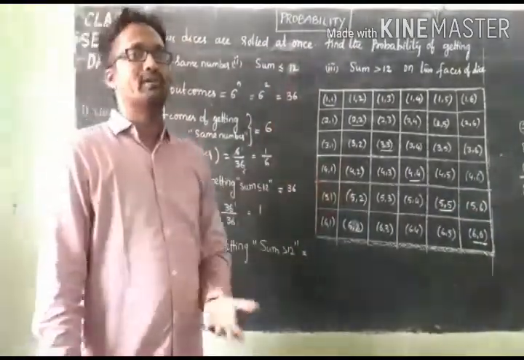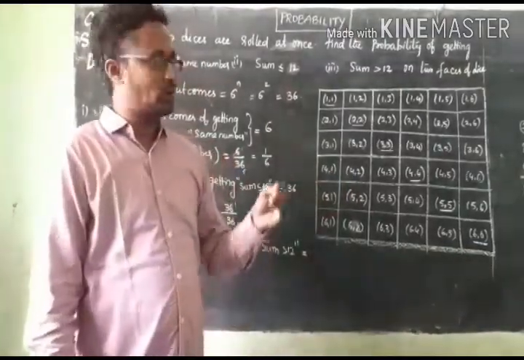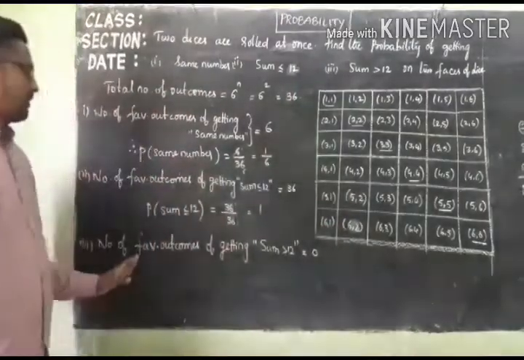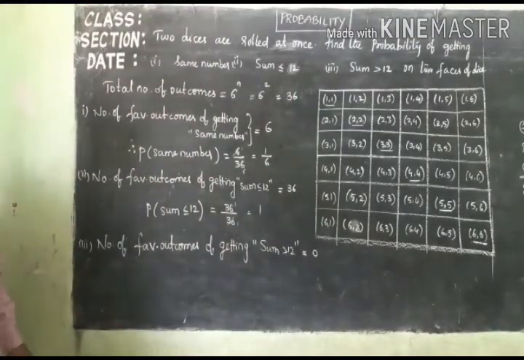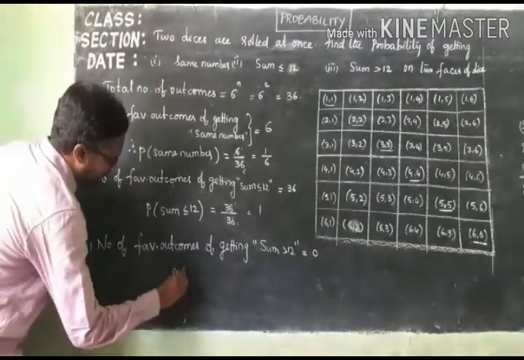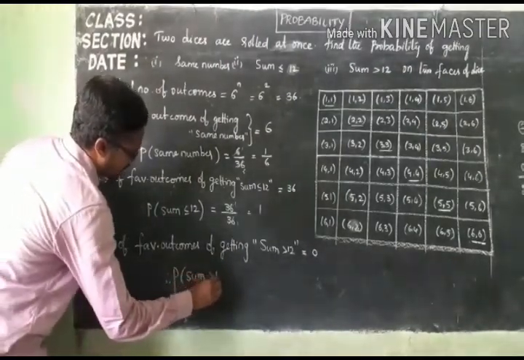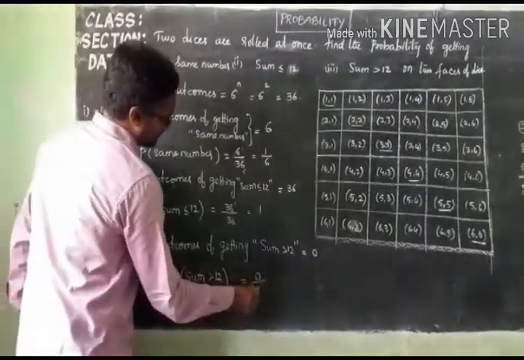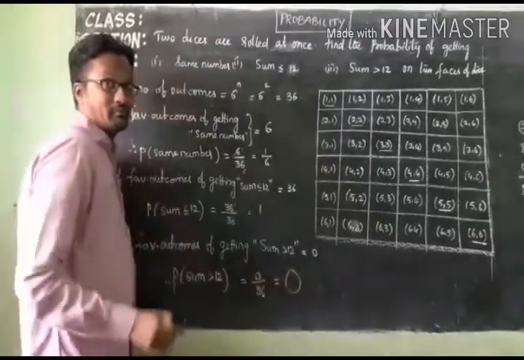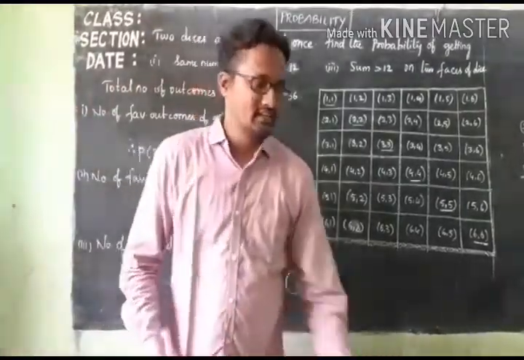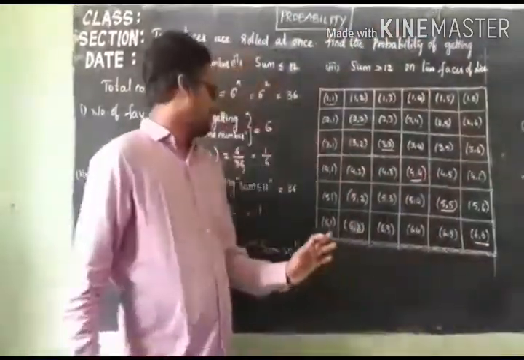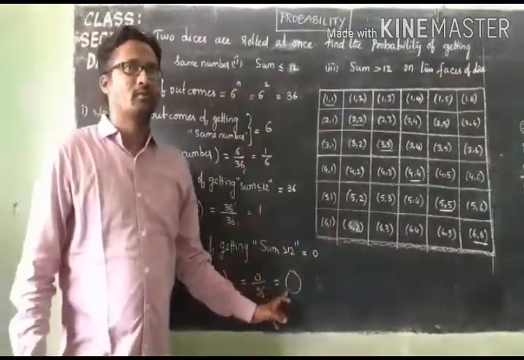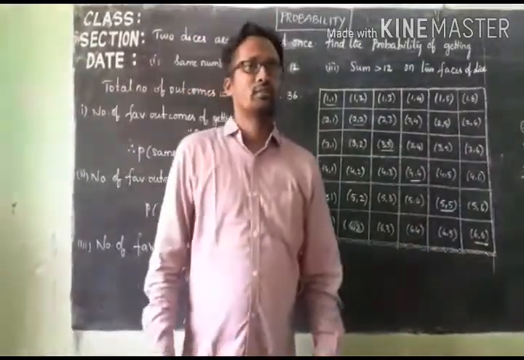That is an impossible event. This event is not possible to occur. So the number of favorable outcomes of getting sum greater than 12 is 0, and hence its probability is 0. The number of favorable outcomes is 0 and the total number of outcomes is 36, and this is nothing but an impossible event. Like this, you can see that this one is a sure event, with probability 1, and this is an impossible event, with probability 0.